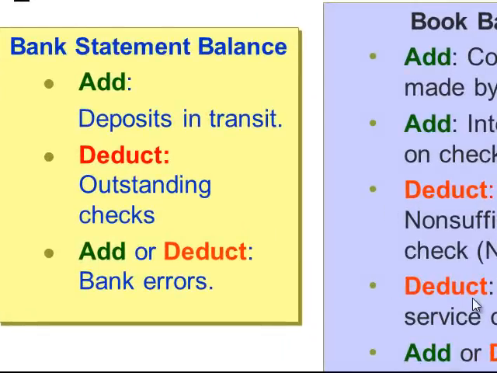We may need to deduct a bank service charge. If the bank has already recorded it on the statement, we didn't know about it until now. Now we're going to subtract it out. And then, of course, we may have book errors as well. We could add or deduct those depending on what the situation was.